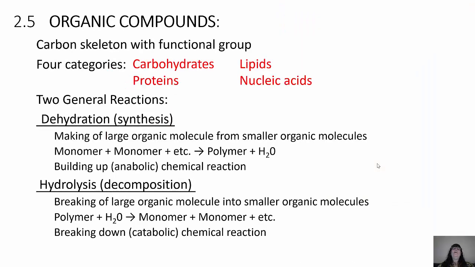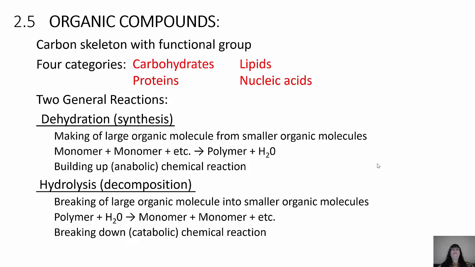Last thing we need to talk about are organic compounds. We have carbon skeletons with functional groups attached. 4 categories: carbohydrates, proteins, lipids, and nucleic acids. You should have learned about these in biology, so hopefully you remember them. We have 2 general reactions that create them and break them down.